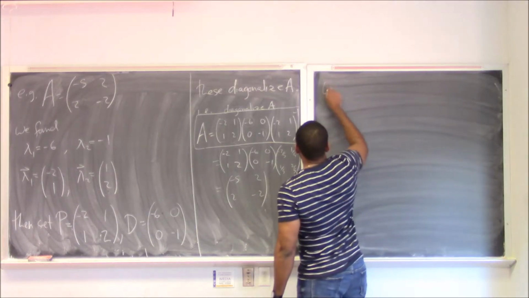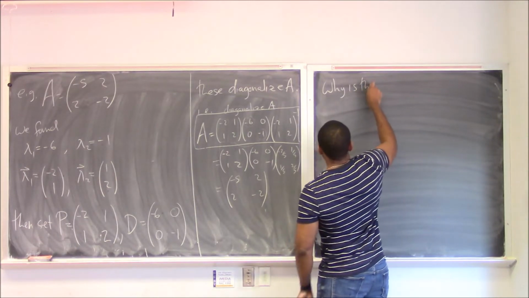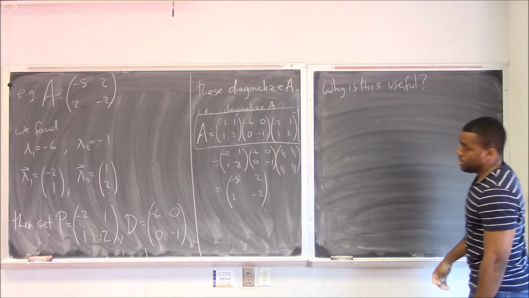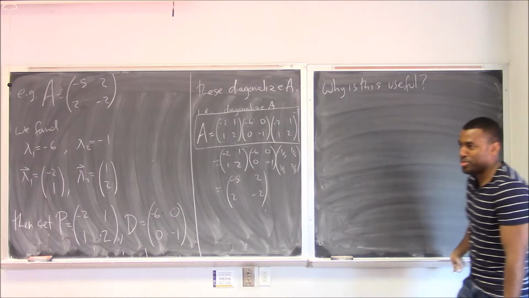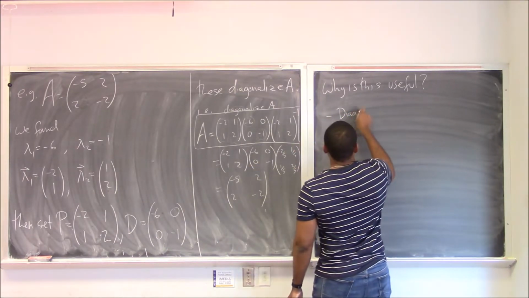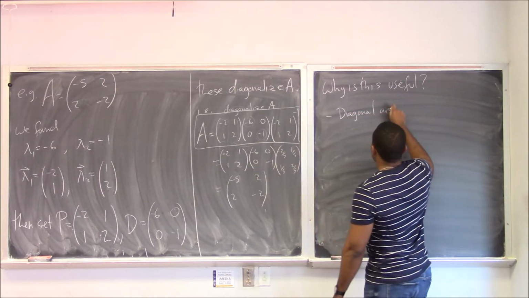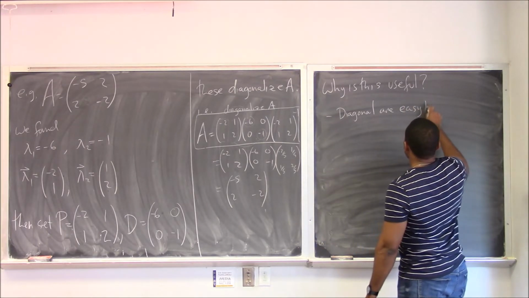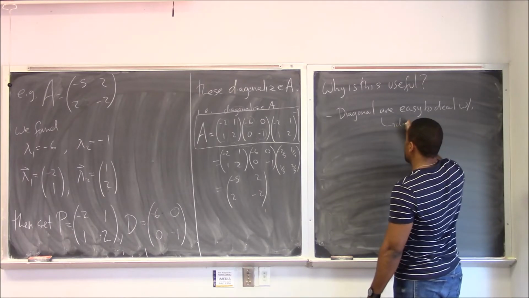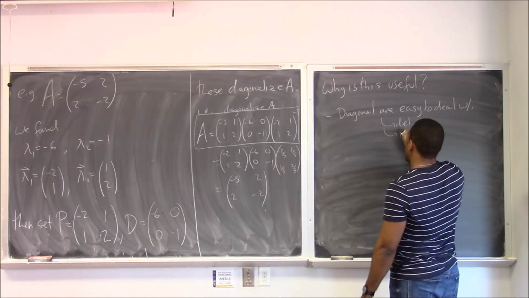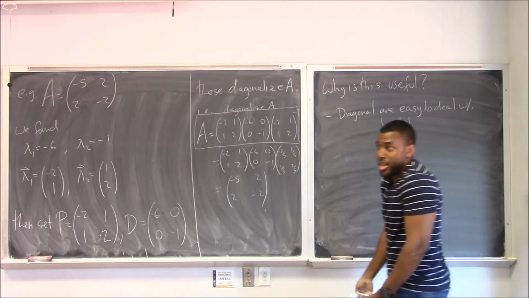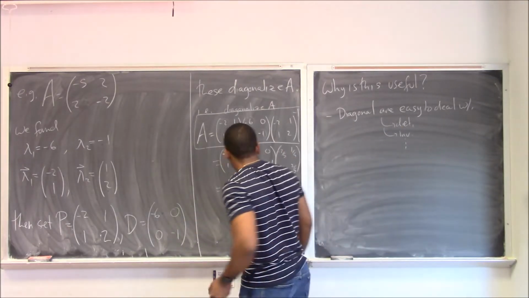So, why is this useful? I mean, it's nice, it's neat. Is it useful? It turns out it is useful. For one, remember diagonal matrices are easy to deal with, right? In terms of finding determinants, which we know are important, in terms of finding inverses, lots of things. They're much easier with diagonal matrices. And again, that's nice, but why is this useful?